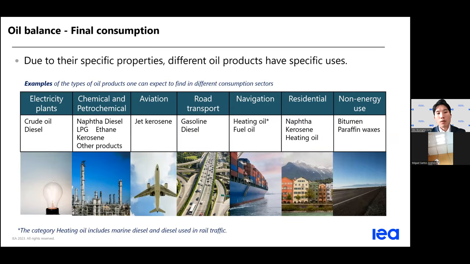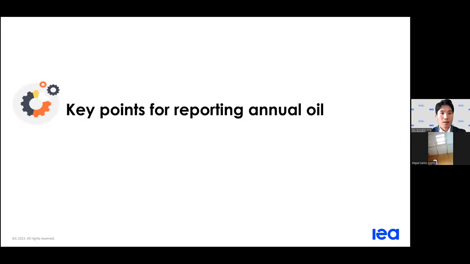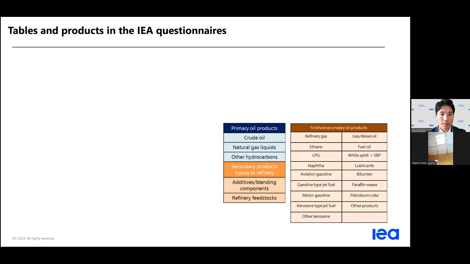Here, we get down to the final consumption part, and depending on the characteristics and properties of the oil products, it has expected economic sectors that consume the corresponding oil products. So due to the lack of time, I will speed up a little bit for the rest of the presentation, which is about key points for reporting annual oil.